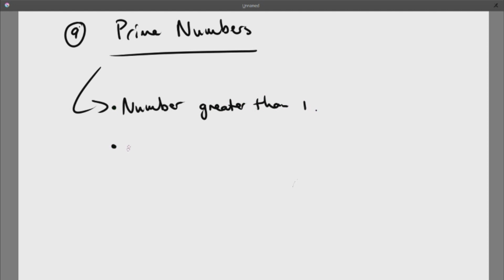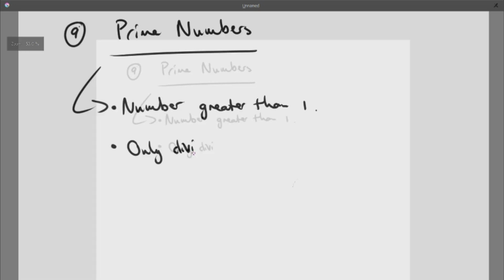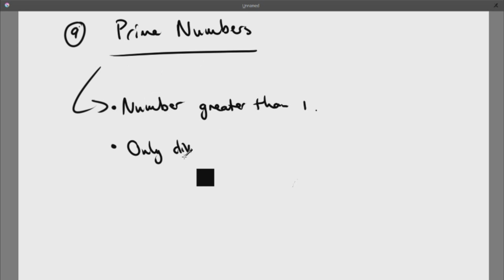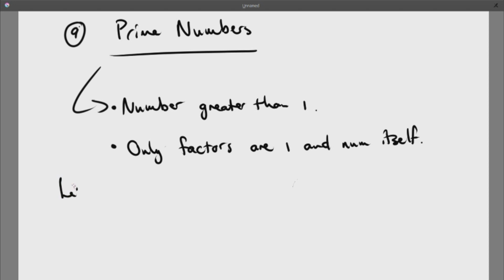So prime numbers are very simple to understand. It's simply a number greater than 1. So 1 is not included. Number greater than 1. And the only divisors, no, not divisors. Divisor can be anything. The only factors, that means divisors with 0 remainder, only factors are 1 and the number itself.